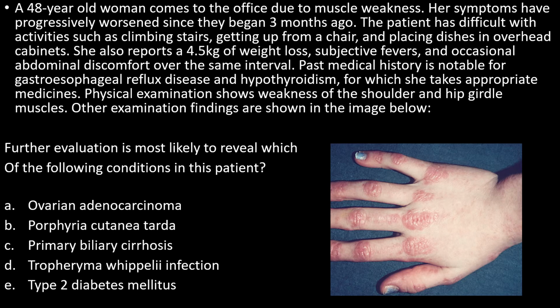Physical examination shows weakness of the shoulder and hip girdle muscles. Other examination findings are shown in the image below. Further evaluation is most likely to reveal which of the following conditions in this patient? Pause the video and think of the answer. This patient presents with dermatomyositis.